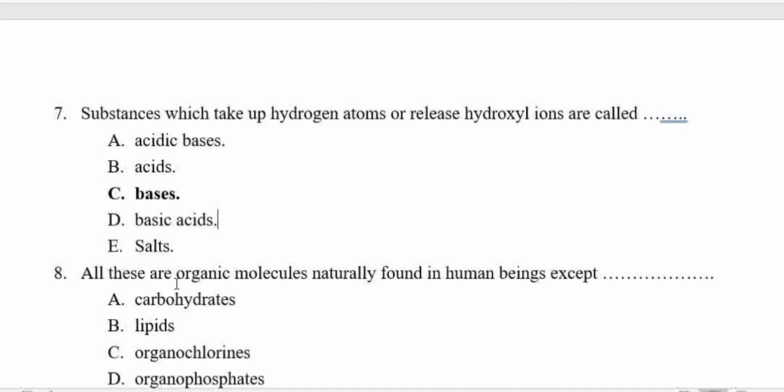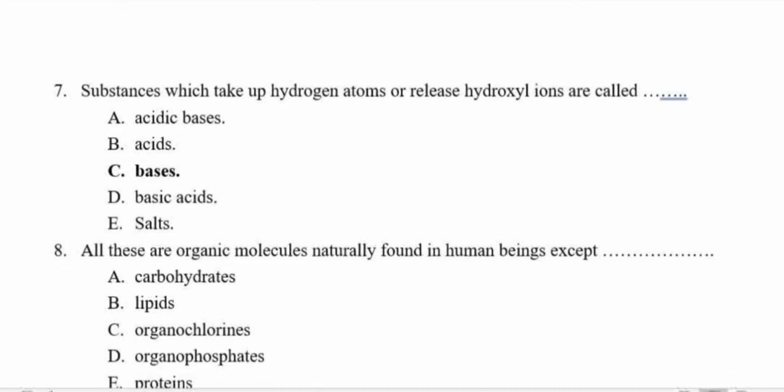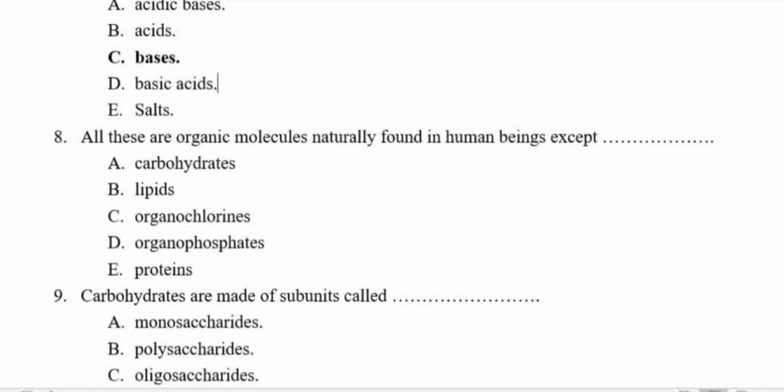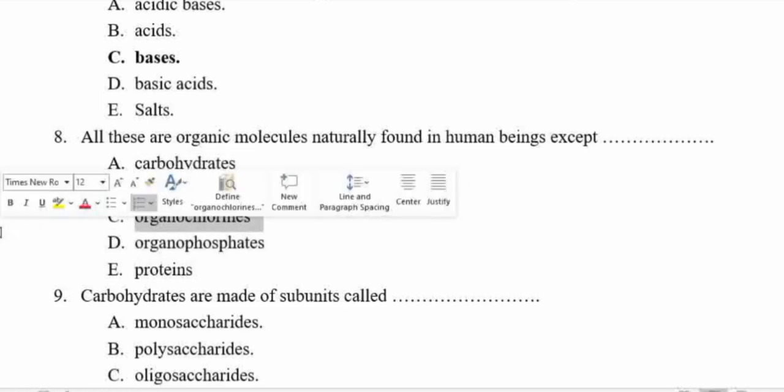Now the next question, number 8, is asking: all these are organic molecules naturally found in human beings except... So the organic molecules have shown up again. Remember we said that the major organic molecules that we find in the body of living things, including human beings, are carbohydrates, lipids, proteins, and nucleic acids. So option A, B, and E are organic molecules.